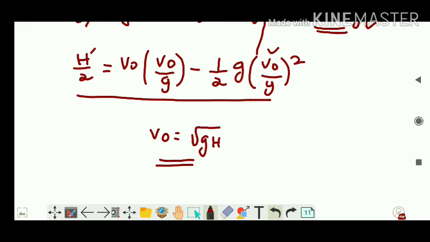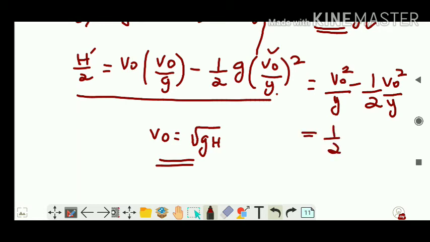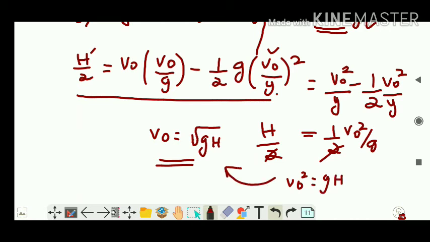Clear? This is easy. If you want, I can write it here. This will be v naught squared by g minus, there is a g squared here and one g, so one g will be cancelled, so it will be half v naught squared by g. If I reduce half from 1, it will be half v naught squared by g, that is h by 2. So the 2 cancels, and you will get v naught squared is equal to gh, or v naught is equal to root gh. Clear? Simple, right?